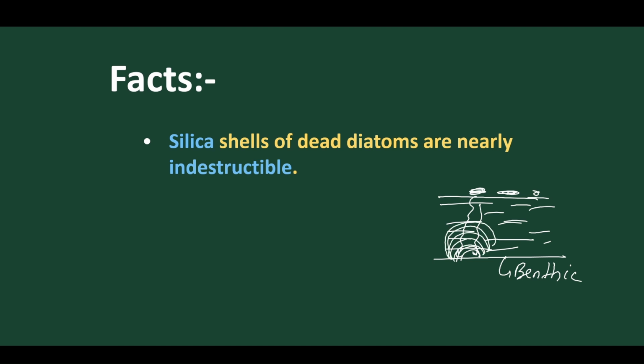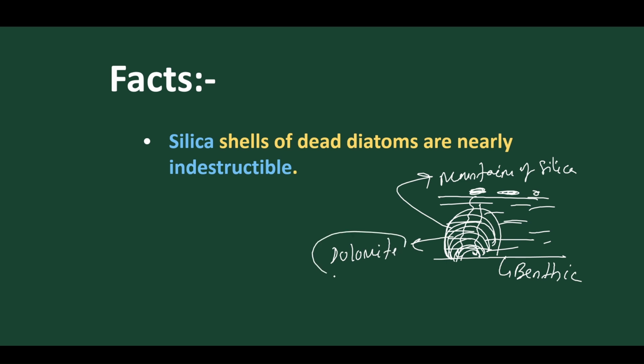When the silica gets deposited, it forms mountains. These are mountains of silica, and sometimes we call them dolomite. This dolomite is very gritty, very rough, and very hard. As they are gritty and hard, and have other characters as well, it is mostly used in our economic importance. Let's discuss.